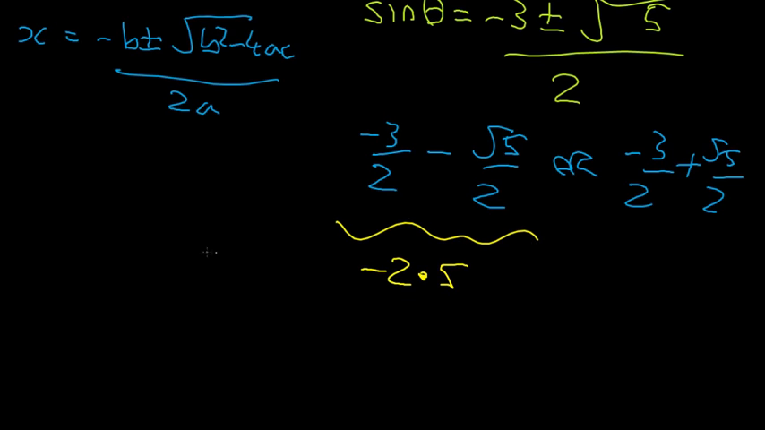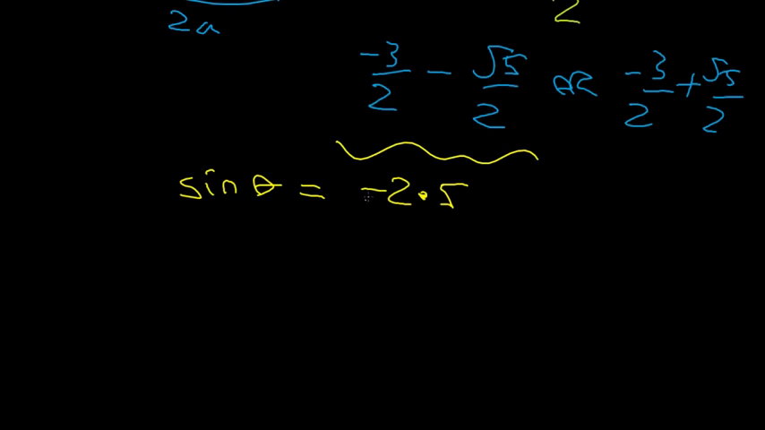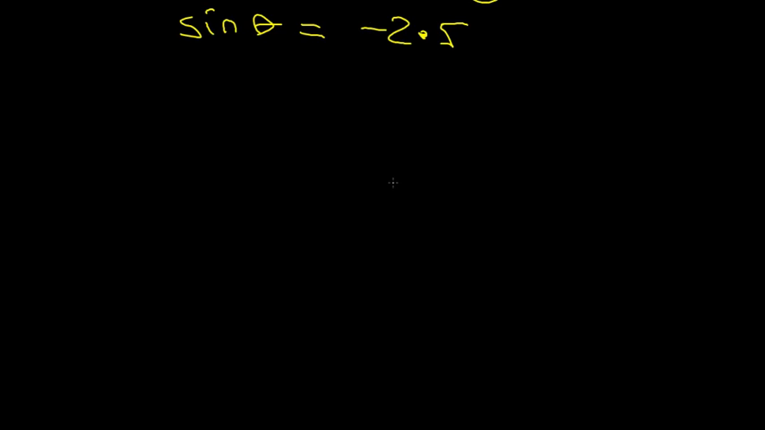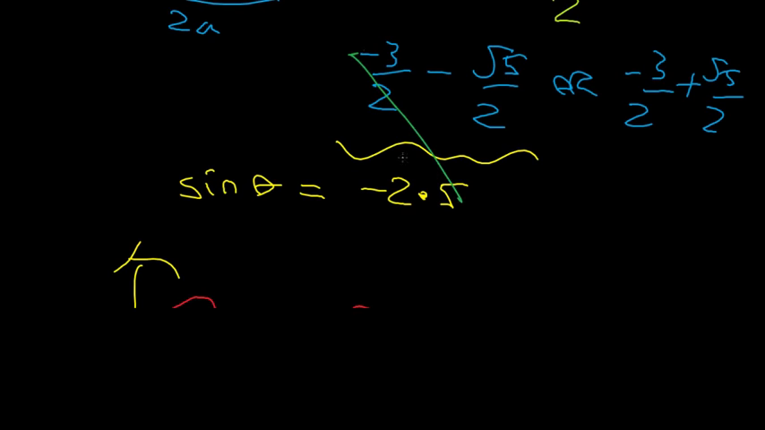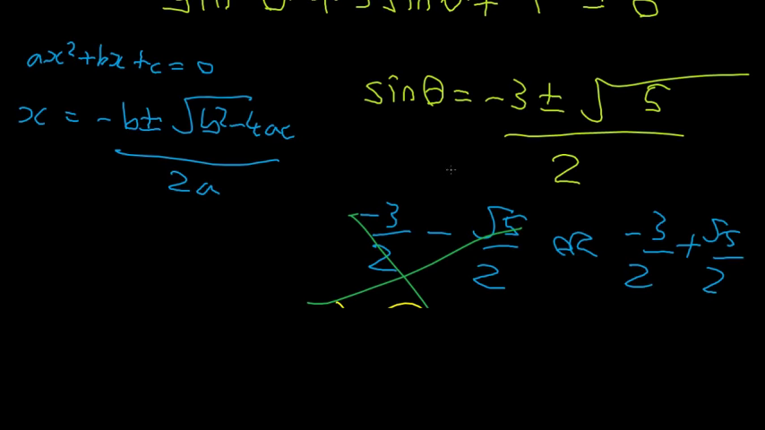So what I'd be trying to solve is sine theta equals minus 2.5, and that can never happen because sine theta has a graph that's bounded between minus 1 and 1, right? So at no point will we get a value that's down there at minus 2.5. So for this part of the equation, we just say there are no solutions there.